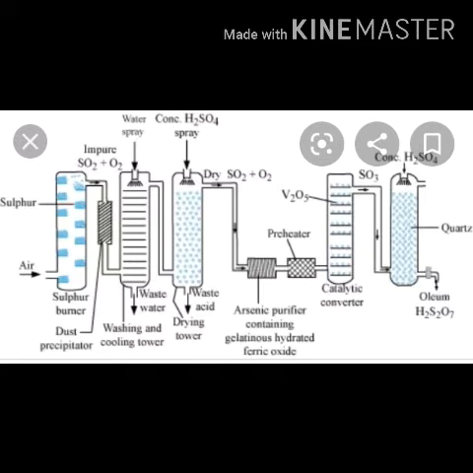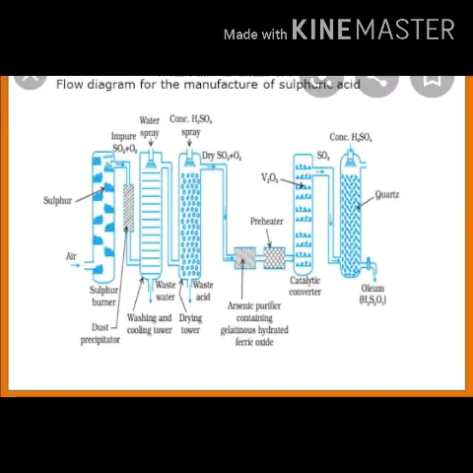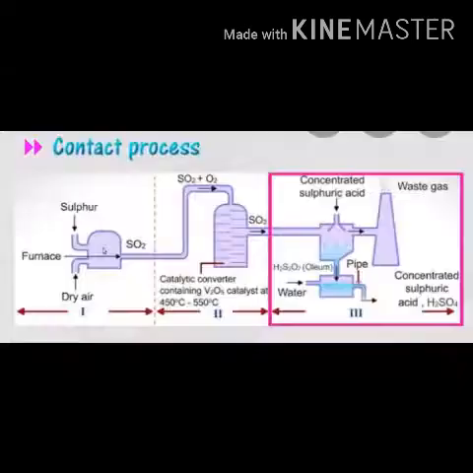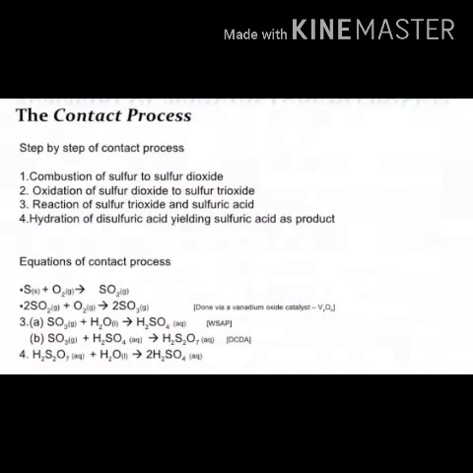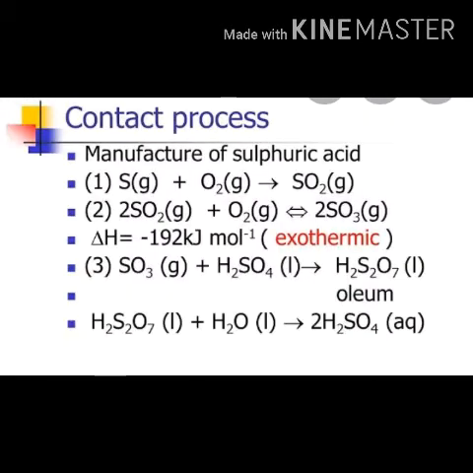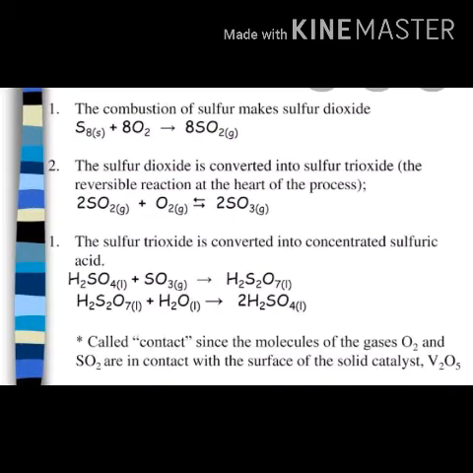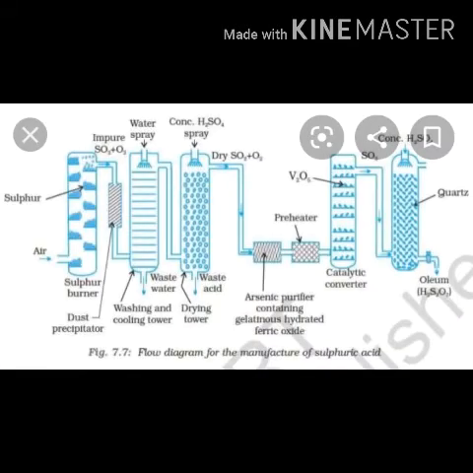Purified air is required to produce SO2 by burning sulfur or iron pyrites. In impure air, several unreactive constituents are present which may utilize the supplied heat energy for heating these unreactive constituents along with the desired compound. So to avoid this wastage of energy, purified air is used instead of impure air to produce SO2 by burning sulfur or iron pyrites.